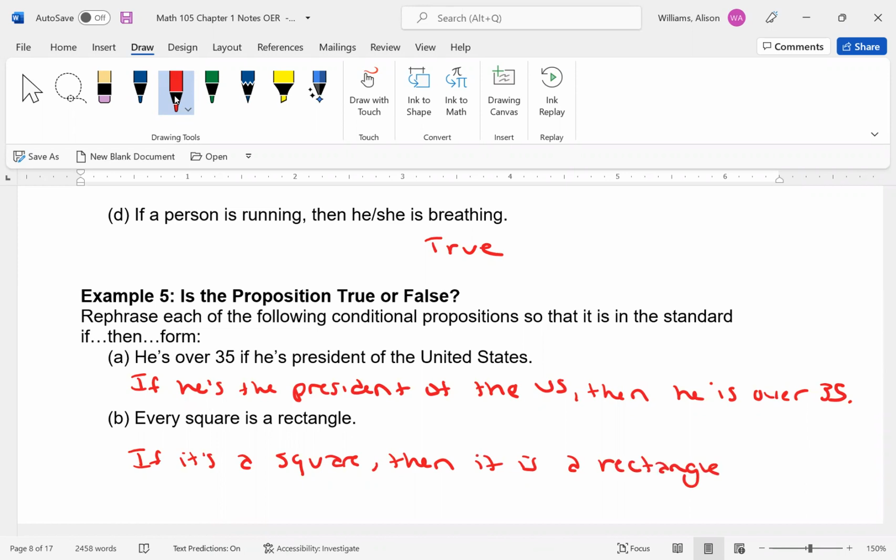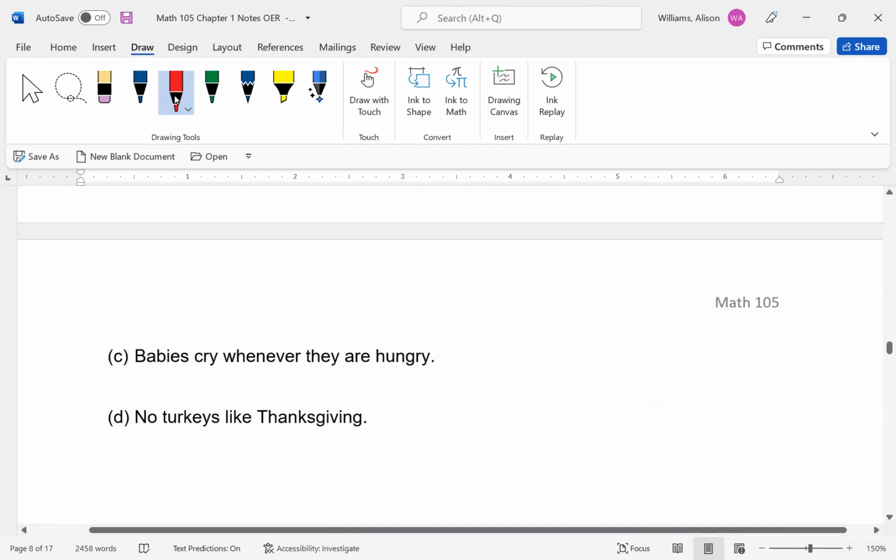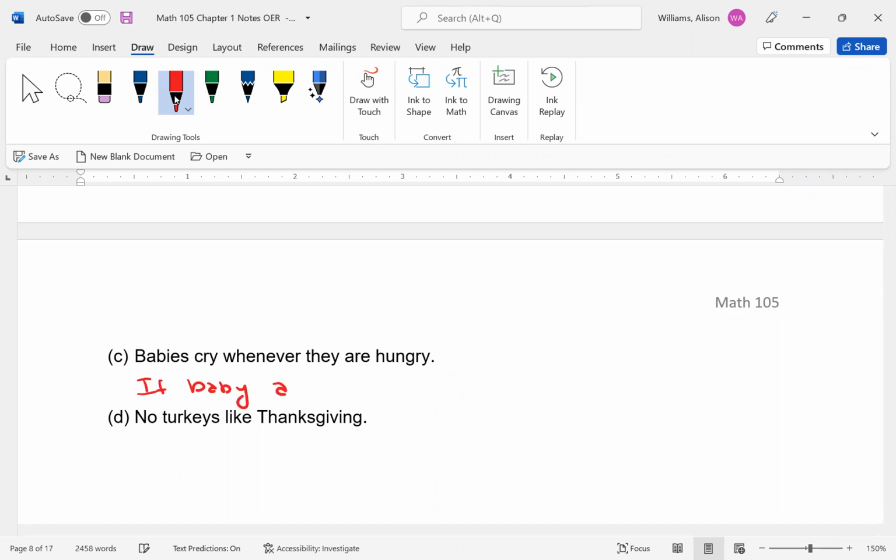Babies cry whenever they are hungry. So if a baby is hungry, wow, the A is in the wrong spot. If a baby is hungry, then they will cry. So there we go. That's how you write that as an if-then.